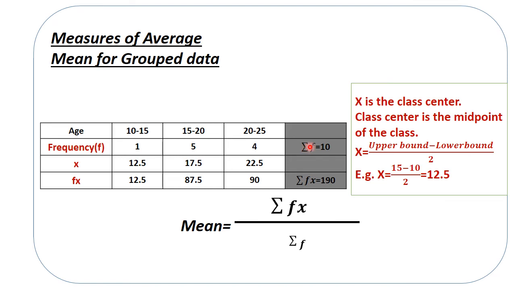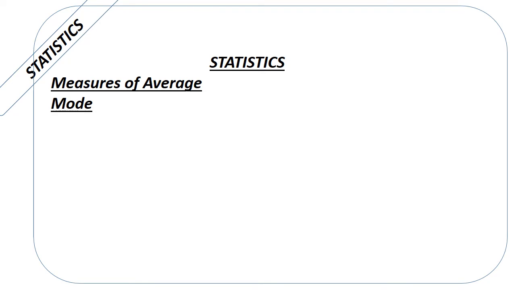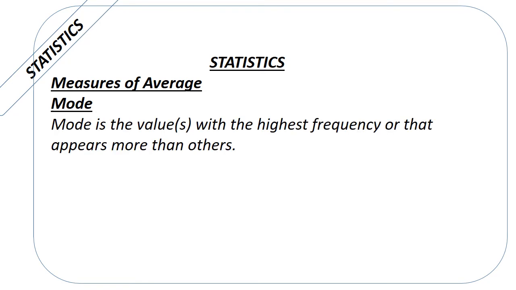So once that is done, we can get summation of fx and summation of f. When we do that, we're going to get 19 as our mean. Next, we look at mode. So mode is just the value with the highest frequency, or the value that appears more than others.